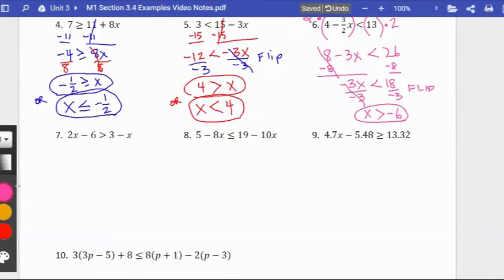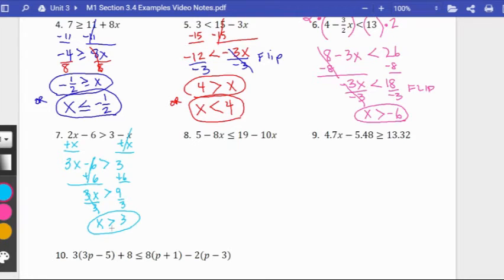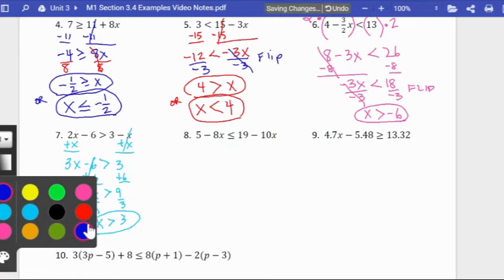All right, let's try some more. On the next one, I have variables and numbers on both sides. I like them on the left, so I'm going to add x to both sides. 3x minus 6 greater than 3. I'm going to add 6 to both sides, and I get 3x greater than 9. Divide by 3 on both sides. X is greater than 3. That one turned out pretty straightforward.